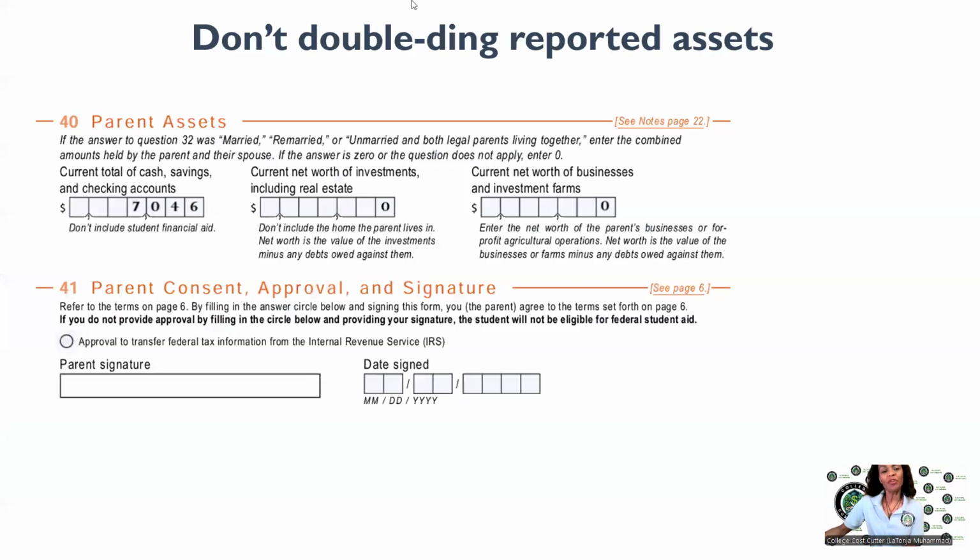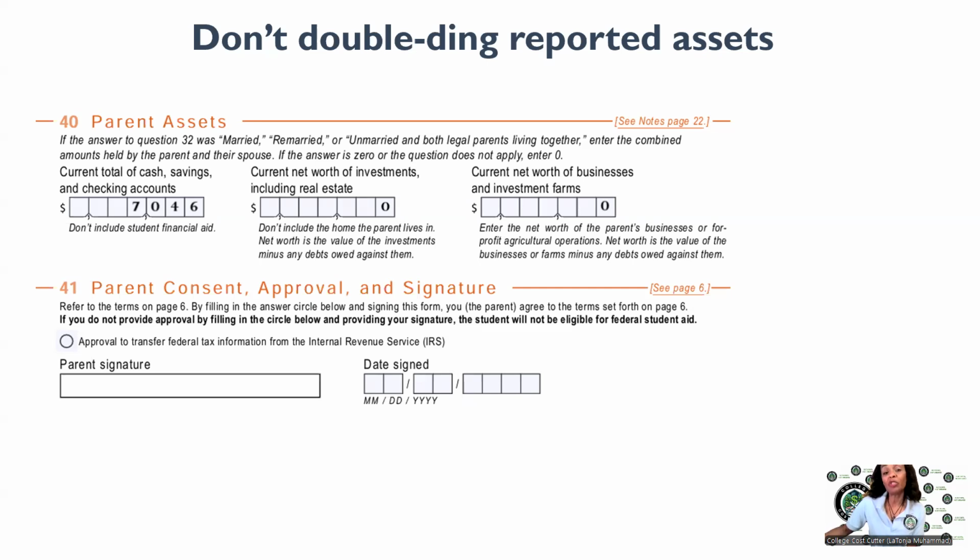So, under the parent assets section on the FAFSA, we're using the form from last year since this year's form is not yet released. There are many assets that the family can include, many types of investments, stocks and bonds and other securities and real estate. But also, part of this total includes education savings accounts, such as 529s.